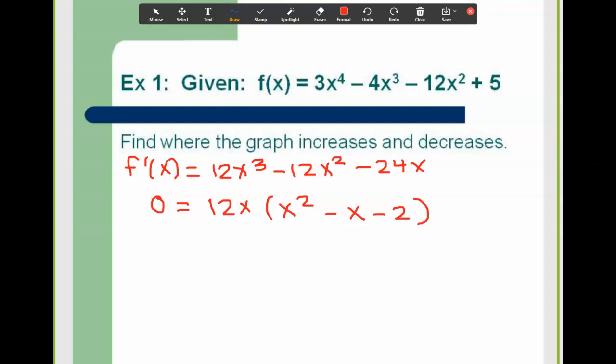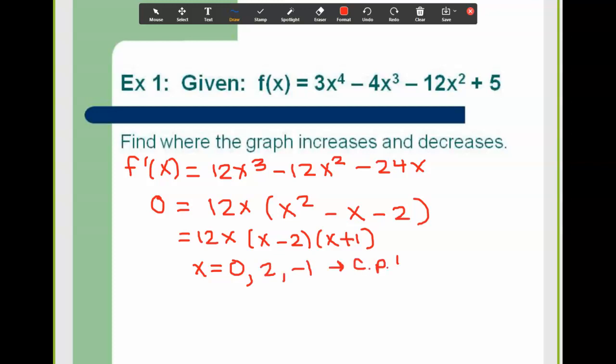And then factor that. And we get that we have critical points at 0, 2, and negative 1. So those are my critical points. And now we're going to use our critical points to find increase and decrease.